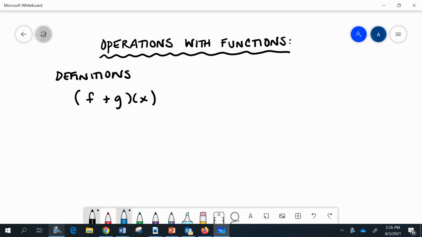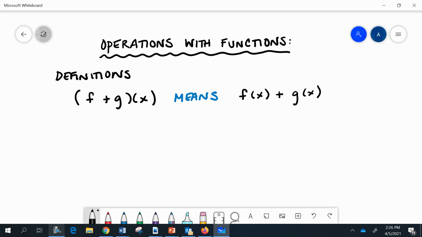What I want you to understand is what this operation means. It means to take the f of x function and add it to the g of x function. This side over here is a lot of times the way the problem looks, and this side over here does a better job of showing me how to do the problem.